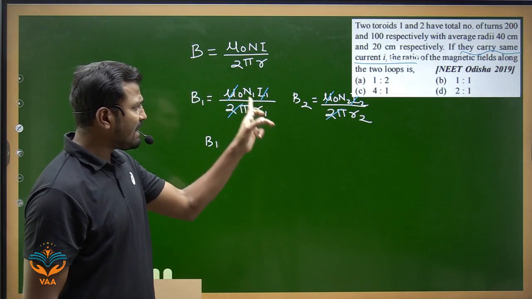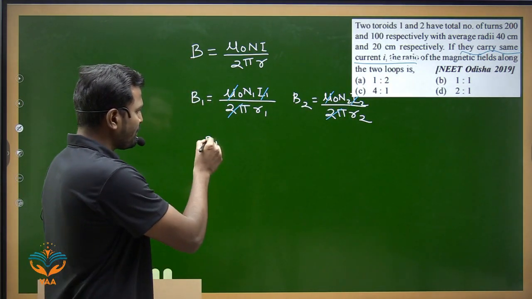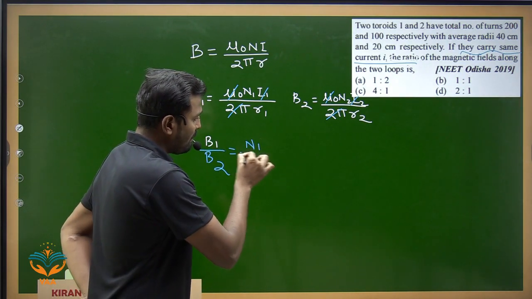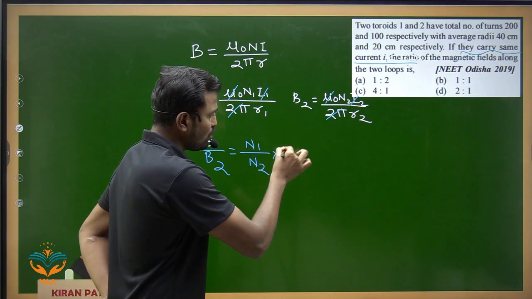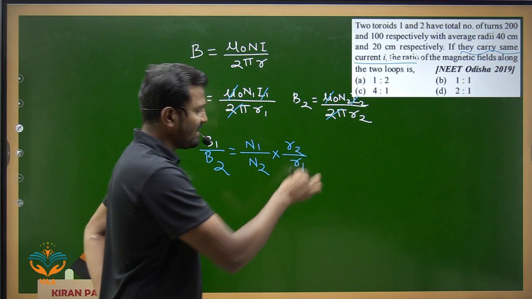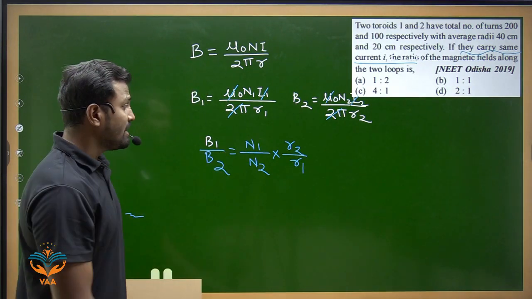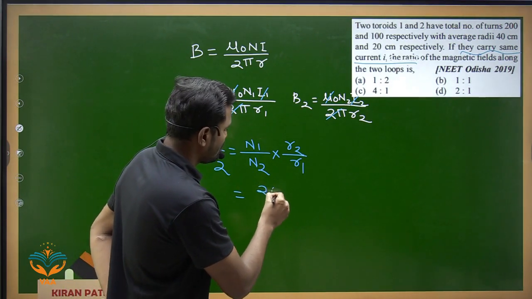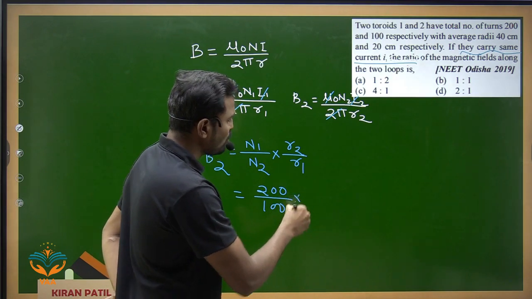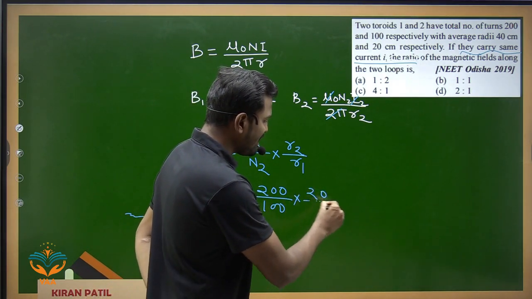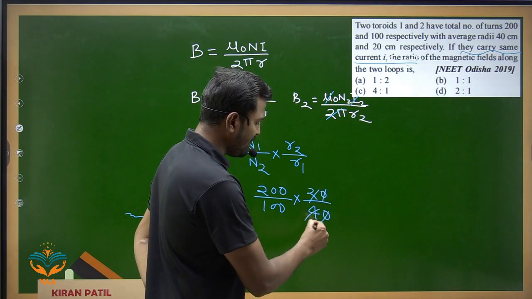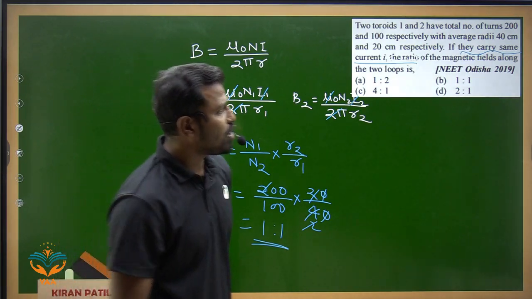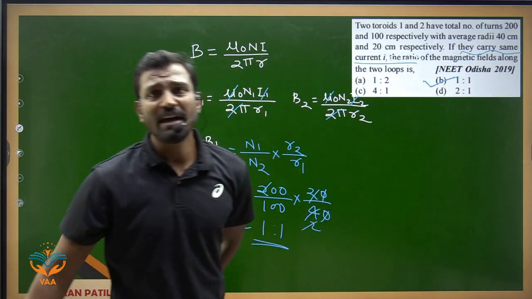So what is the value remaining? N1 by R1, N2 by R2. So if I want to find B1 by B2, it gives me N1 by N2 into R2 by R1. The denominator comes on the upper side. If we simplify this, N1 is 200, N2 is 100, R2 is 20 divided by R1 is 40. Simplifying, it becomes 1:1. So option number 2 is my concerned answer.